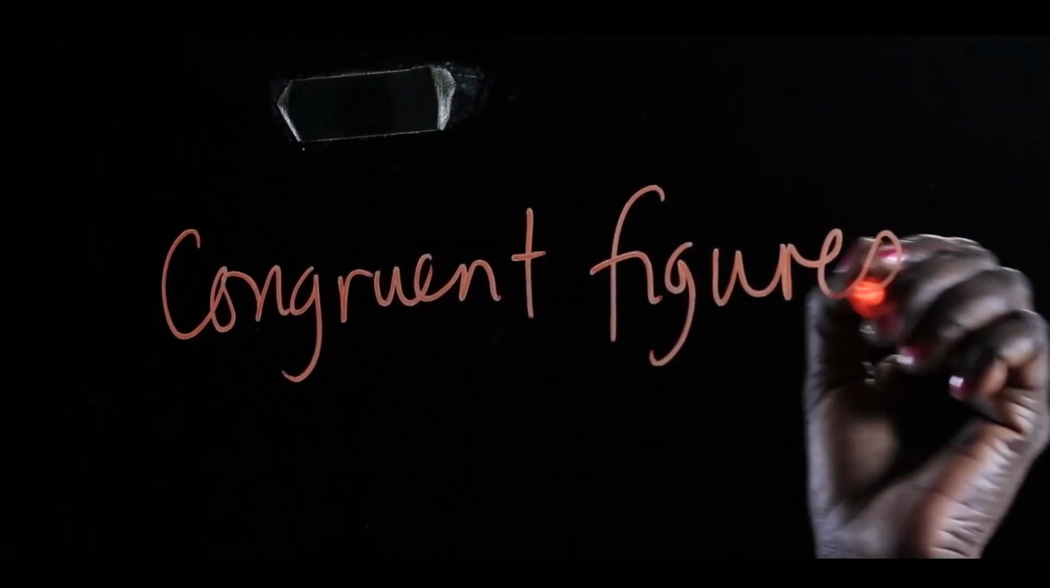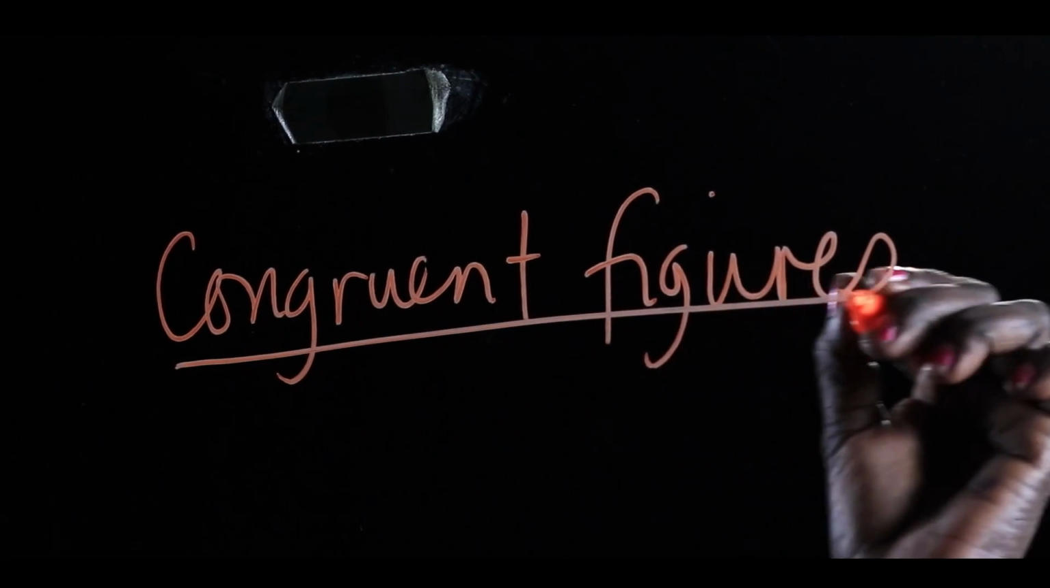In today's lesson, we are going to look at congruent figures. Congruent figures are figures that are identical in size, shape, and features. Let's look at examples of congruent triangles.